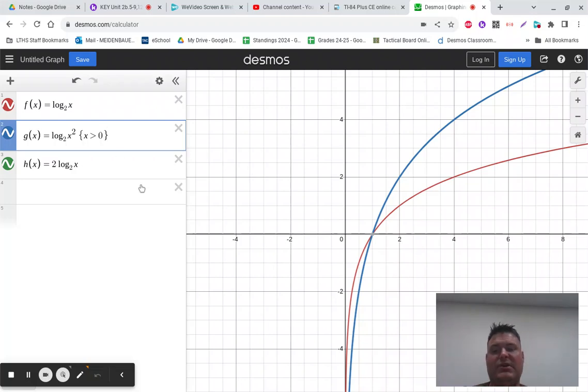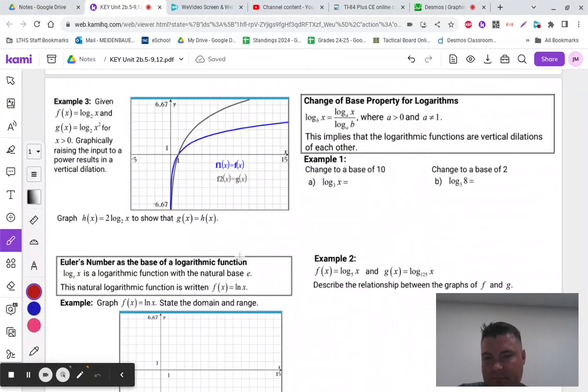Okay, so now when I limit the blue to just x being larger than 0, you can see that the blue and the green are the same thing. Okie dokie.